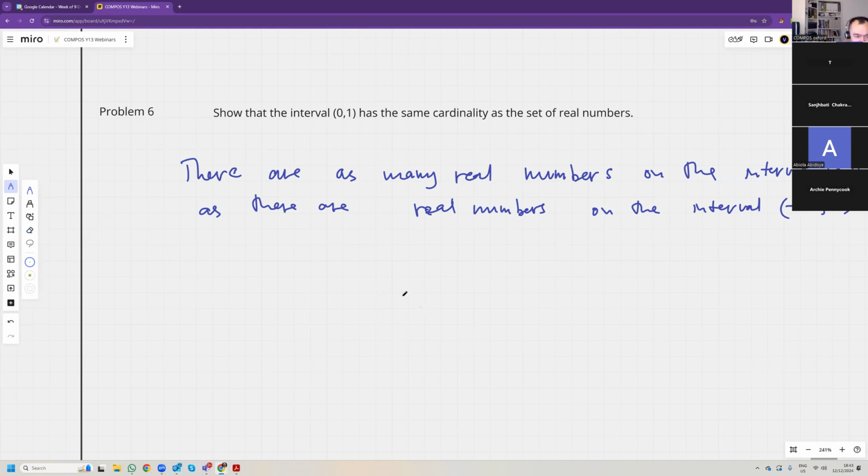Now, how to prove that? So let's take the interval from 0 to 1, and just bend it. Bend it into a semicircle.